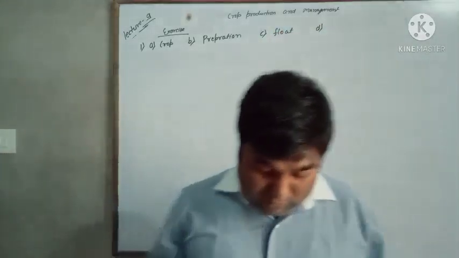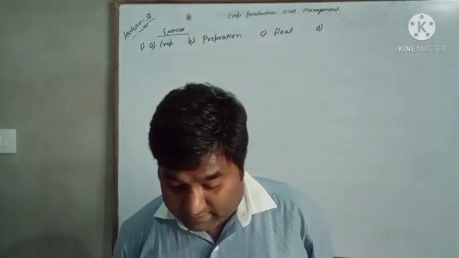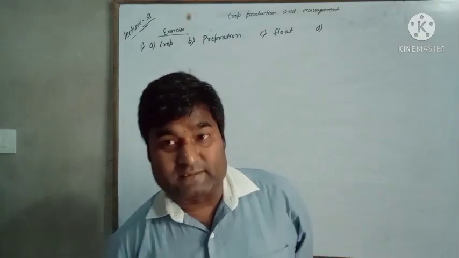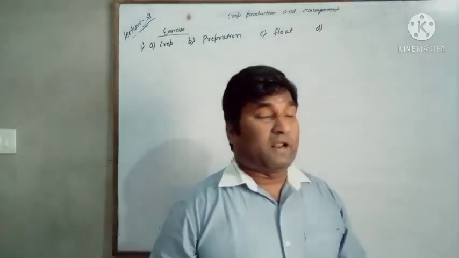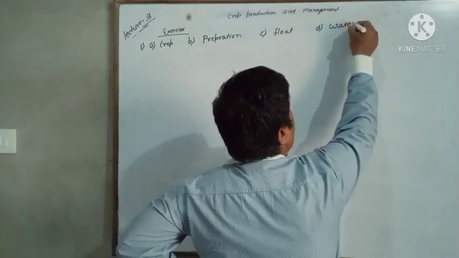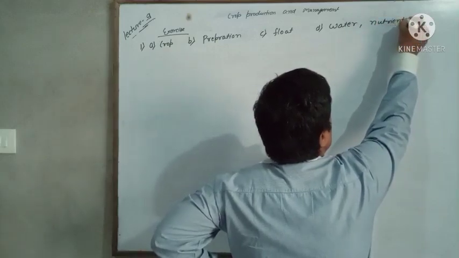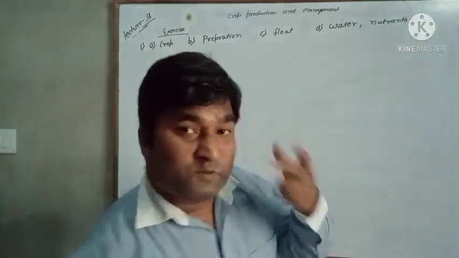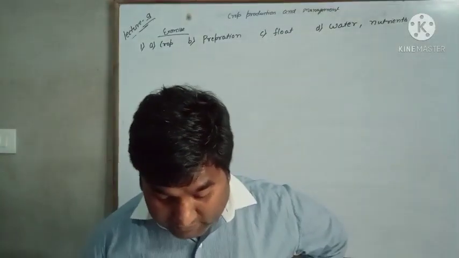D, for growing a crop, sufficient sunlight and dash from the soil is essential. So what do plants get from the soil? Plants get water and nutrients from the soil. Okay. Second question. Match the following.